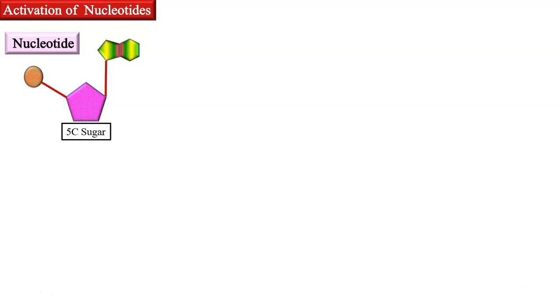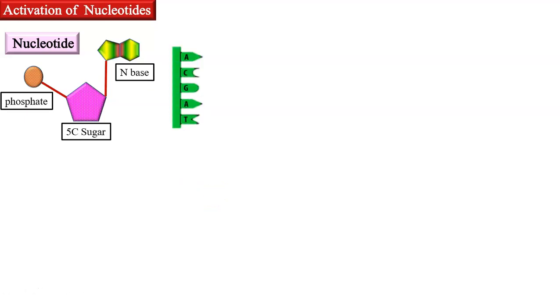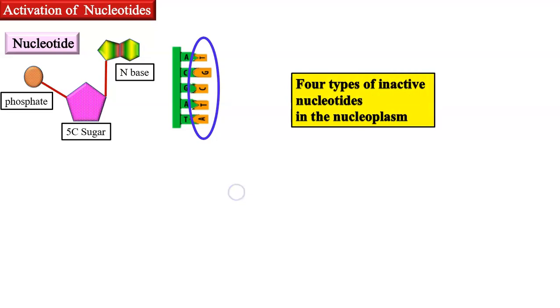Let us understand the first step, activation of nucleotides. The nucleotides are building blocks of DNA molecule. A typical nucleotide has pentose sugar and attached to it are phosphate group and nitrogen base. During DNA replication, the fresh nucleotides from nucleoplasm are added against the parental strand to form a long polymer of DNA strand. These freshly acquired nucleotides are present in the nucleoplasm, but they are in the inactive form.